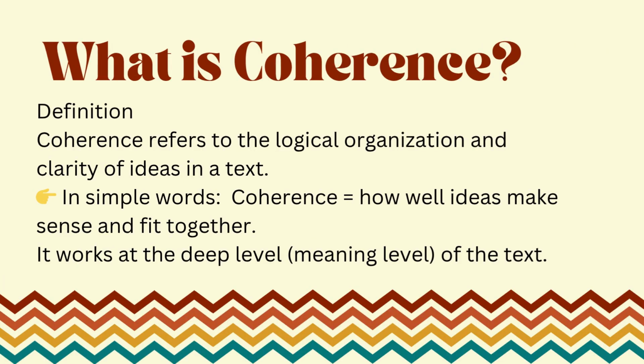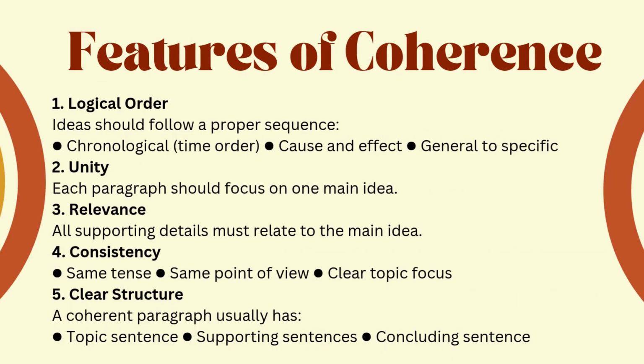Now we are going to discuss coherence. What is coherence? Coherence means clarity and logical flow of ideas. Coherence refers to the logical organization and clarity of ideas in a text. It shows how well ideas are connected at the meaning level. In simple words, you can say coherence is how well ideas make sense and fit together. Okay. There are some features of coherence. The first one is logical order, meaning ideas should be arranged in a clear and meaningful sequence.